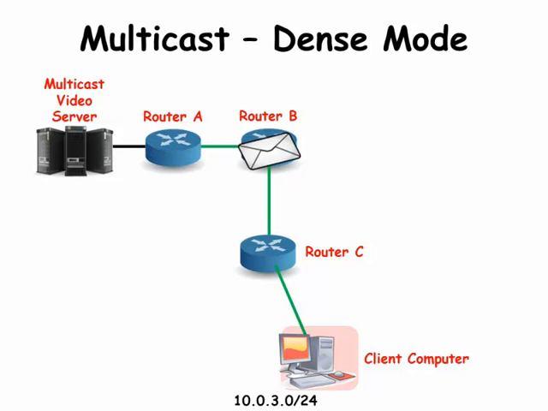We are looking at a simple diagram of a client computer and a server connected together by three routers labeled A, B, and C. I am using OSPF to give the routers knowledge of the local networks, but I could have chosen any routing protocol. We are going to configure the multicast network on these components.